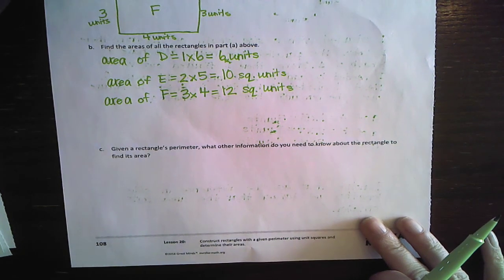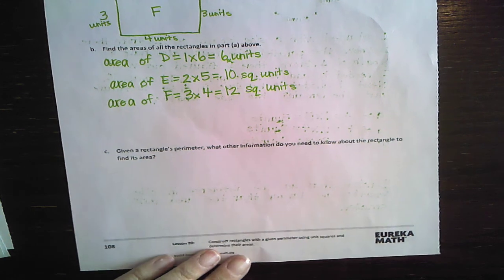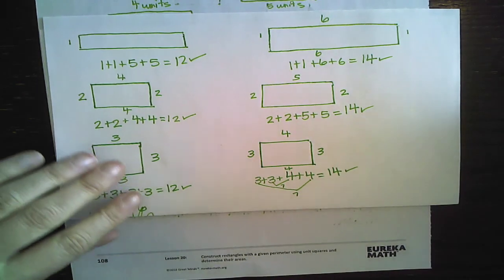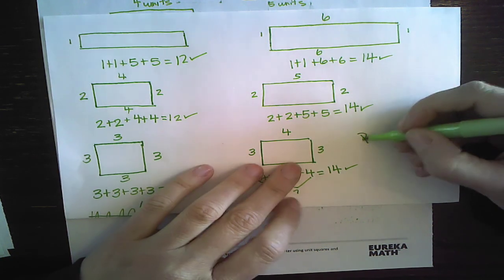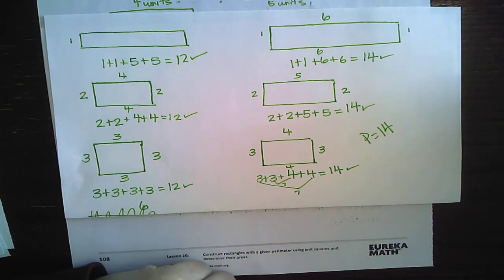Now, let's read the last one. It says, please read with me. Given a rectangle's perimeter, what other information do you need to know about the rectangle to find its area? What information do we need to find the area of a rectangle? Let's look at our examples. So if we have a rectangle and it says the perimeter equals 14, what do we need to know? Can we find the area just from that?